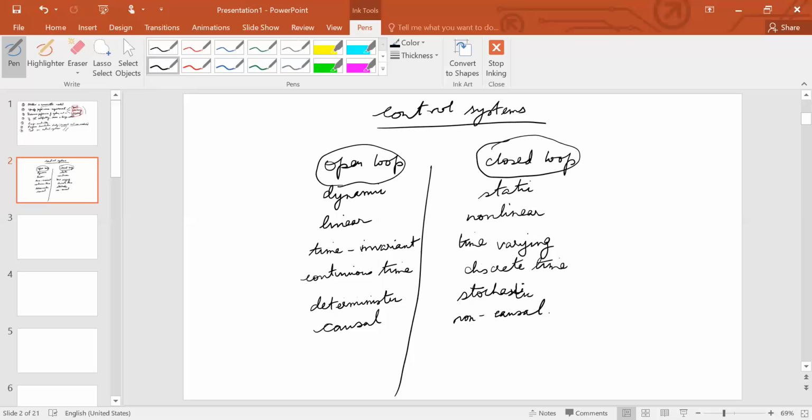Then systems could also be dynamic or static. So what's the difference between a dynamic system and a static system? Very simply put, a system that involves memory components, storage variables, that's a dynamic system. A static system does not involve any memory. So for example, the approximate Ohm's law.